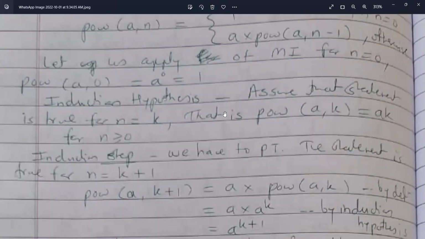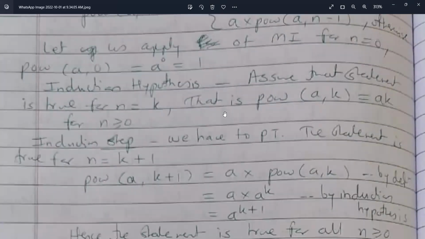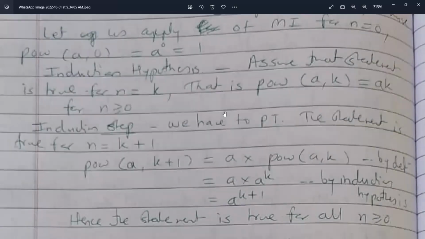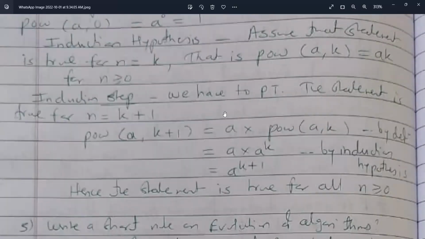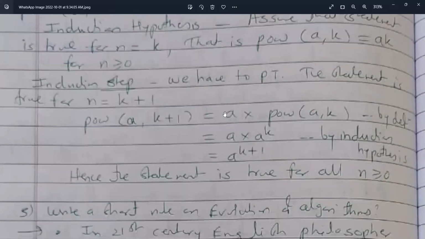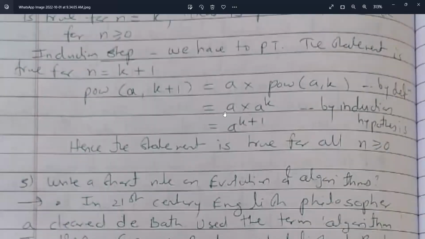Let us apply mathematical induction. For n is equal to 0, power of a comma 0, a raised to 0 is equal to 1. Induction hypothesis: assume the statement true for n is equal to k, that is power of a comma k is equal to a raised to k for k greater than or equal to 0. Induction step: we have to prove that the statement is true for n is equal to k plus 1.